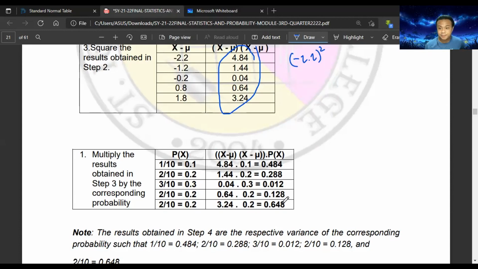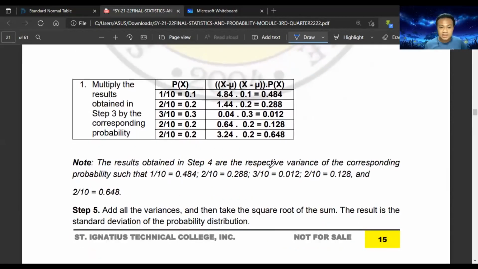Okay, so we have gotten these values. And then you will have to add all the variances. Add them all. Okay, so let's do that.